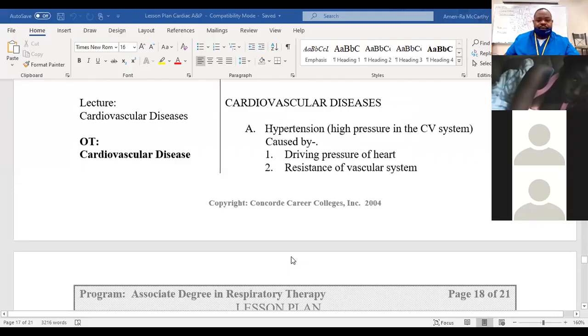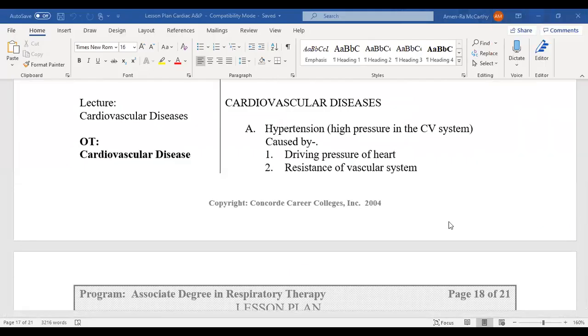All right. So let me share my screen with the rest of the lesson plan. The actual diseases of the heart. Cardiovascular diseases. Here they are. Now keep in mind that we have some diseases that are indicative of the right side of the heart and some that are indicative of the left side of the heart, right?